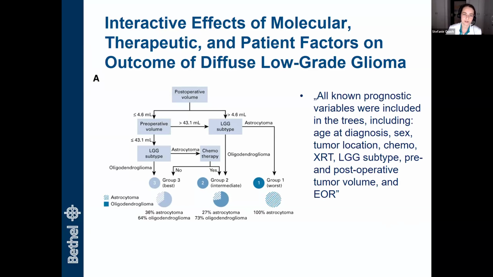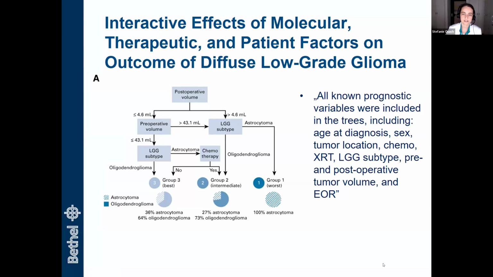finding the most important factors for overall survival were post-operative volume, with the cutoff being 4.6 milliliter, the pre-operative volume with the cutoff being 43 milliliter, and the tumor subtype astrocytoma versus oligodendroglioma, as well as chemotherapy. And with these factors, they could differentiate the tumors into 3 subgroups of different prognosis.